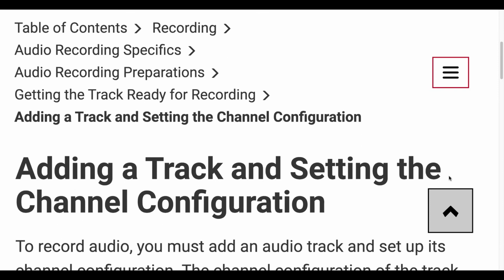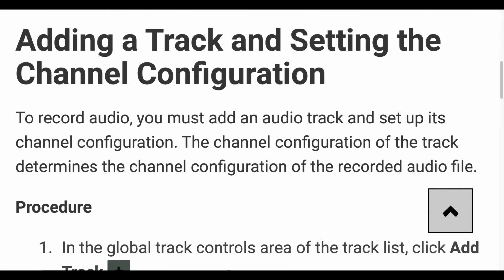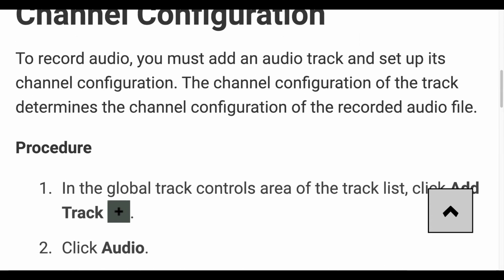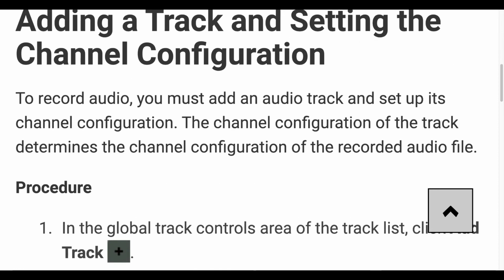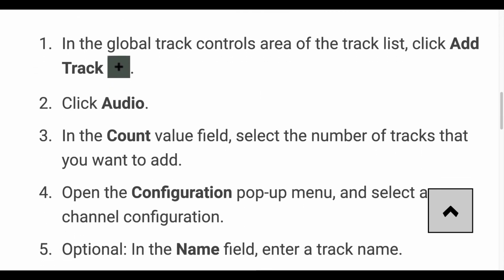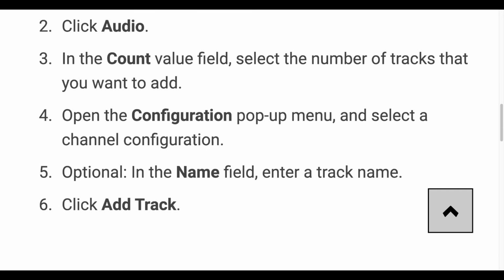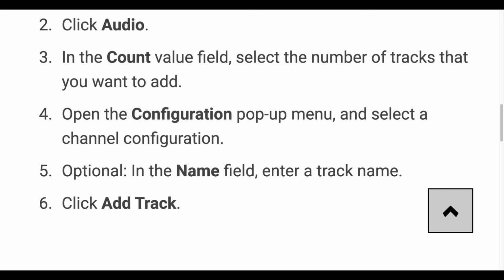Adding a track and setting the channel configuration. To record audio, you must add an audio track and set up its channel configuration. The channel configuration of the track determines the channel configuration of the recorded audio file. Procedure: in the Global Track Controls area of the track list, click Add Track. Click Audio. In the Count Value field, select the number of tracks that you want to add.